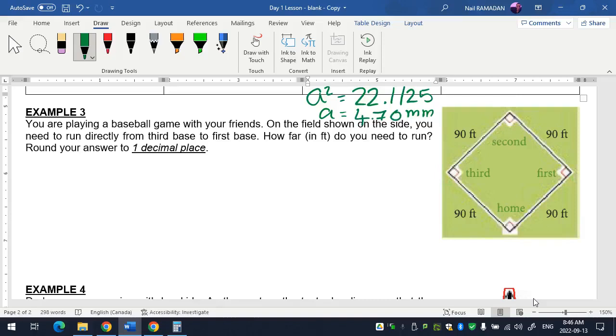Okay, well, let's see this. If you're starting from here, third base, and you're making your way to first base, that means you are actually cutting it not this way, not this way. You're cutting it straight this way. So the question is basically, how long is that green line? How long is that green line?